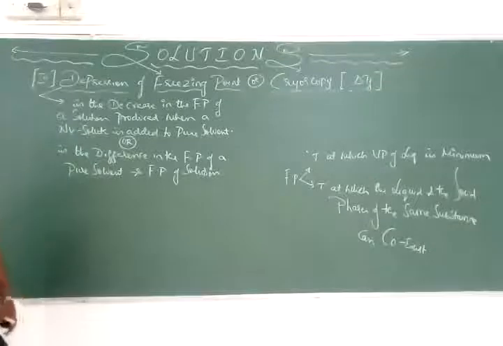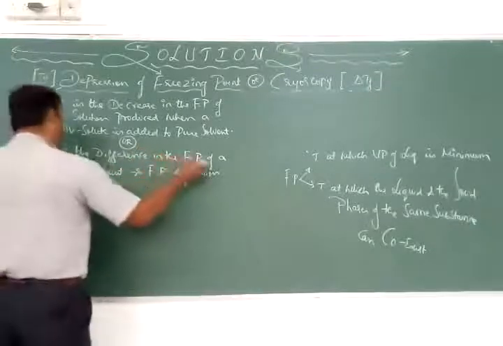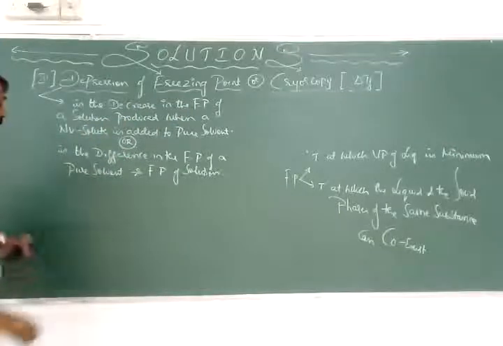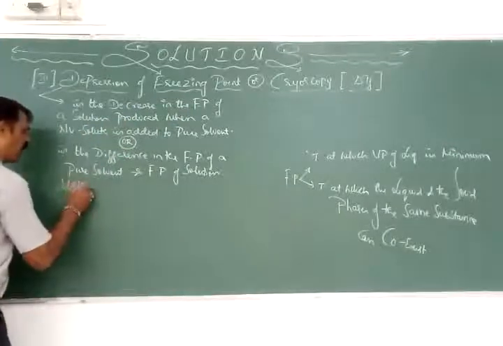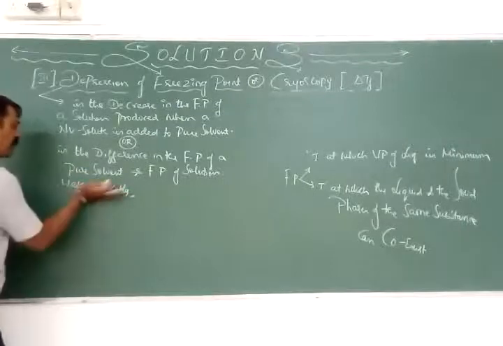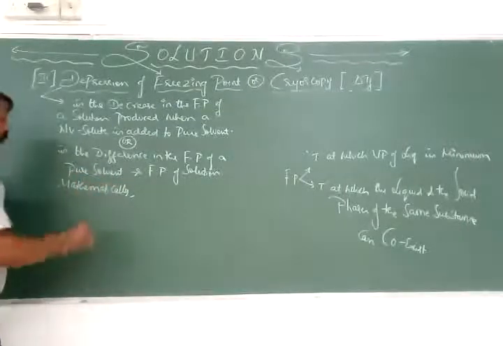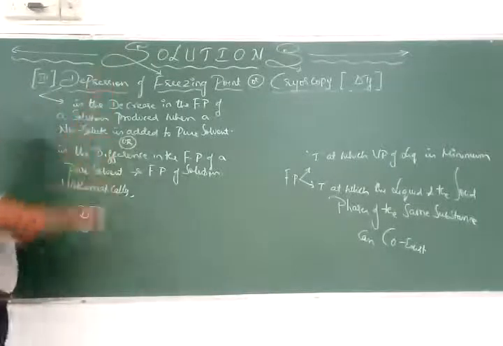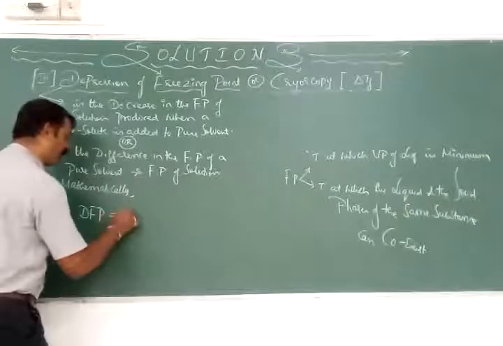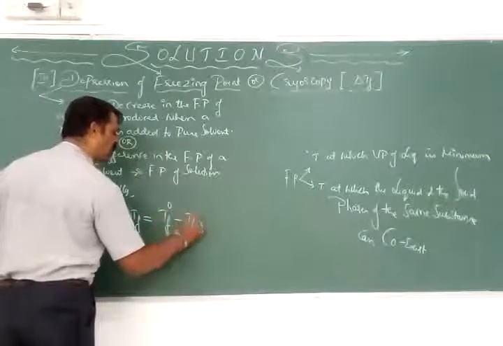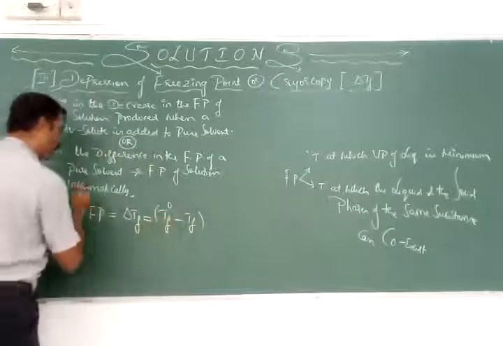But here again it is reversed. It is a difference in the freezing point of a pure solvent and the freezing point of the solution. Mathematically, what mathematical representation can we have related to this? DFP, depression of freezing point, is nothing but delta TF, which is equal to TF naught minus TF.